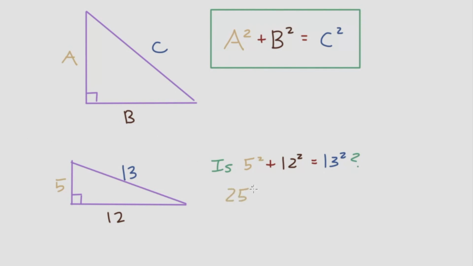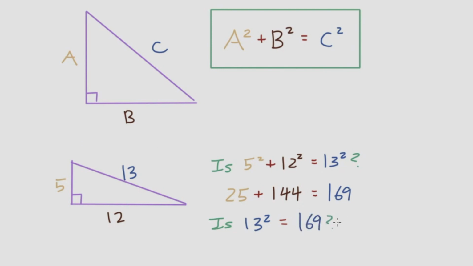So we have, for example, 25, because that's 5 to the power of 2, plus 144, because that's 12 to the power of 2. Remember, 5 times 5 is 25. 12 times 12 is 144. If we add it together, that's 169. Now, the question then becomes, is this equal to the right side of the equation? So is 13 squared equal to 169? Are these two the same?